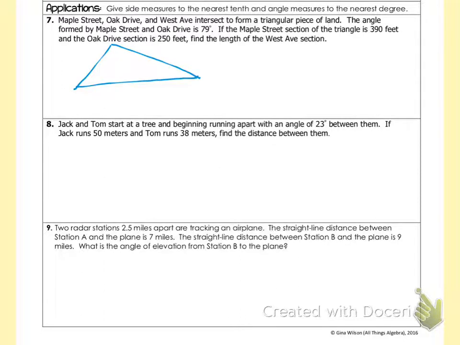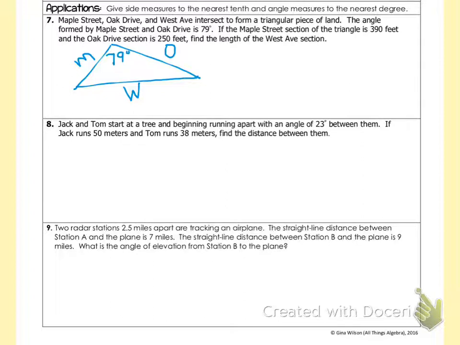So let's say we call this one Maple Street, Maple, and let's say we call this Oak Street. And then we call this West. It says that the angle formed by Maple Street and Oak Street is 79 degrees. Well, again, I did not make a very good drawing based on the angle, but this is just for our reference, so it's fine. It is what it is. So this is 79 degrees.